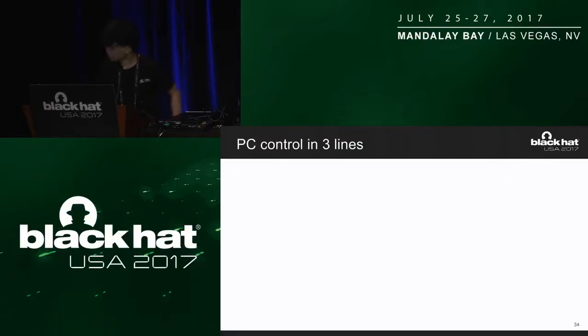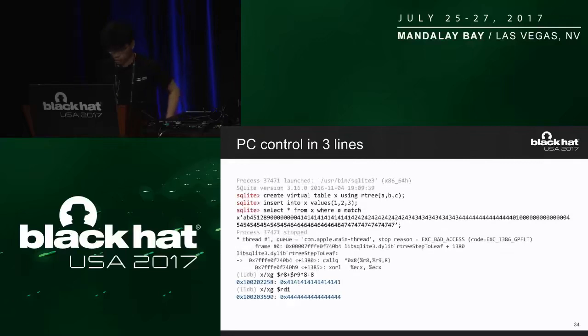You can have PC control in 3 lines. First, you create a virtual table in R3 and insert some values into it. Then perform a select statement using the match expression. The line starting with X means it's a blob. AB451289 is just the magic number in the source code. And if you run the 3 lines, you will directly get PC control and RDI control.